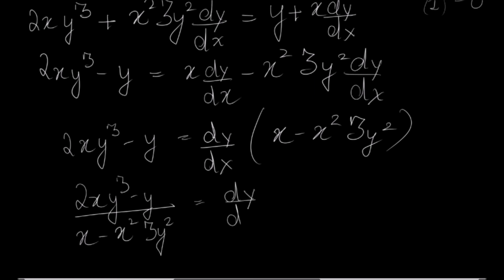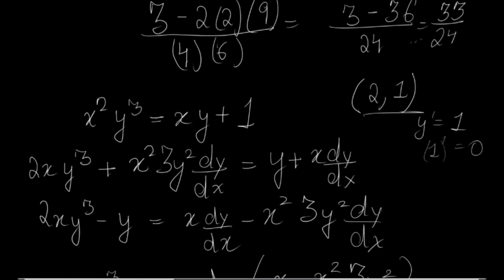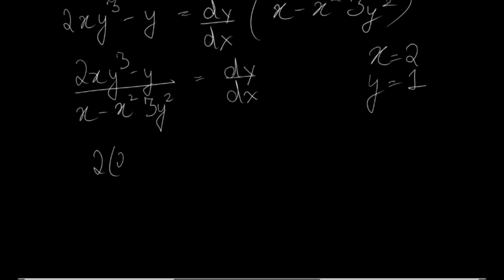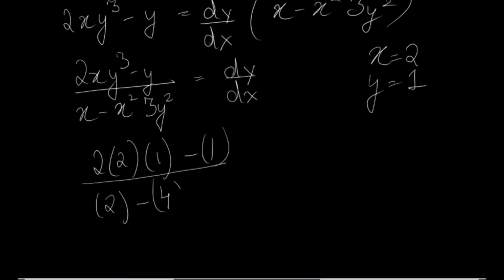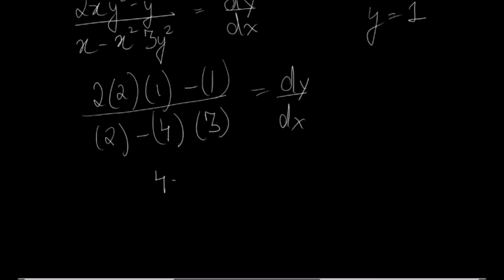So in order to find the derivative at one certain point, we're going to plug the point (2, 1) into the function. So it's 2 multiplied by 2 multiplied by 1 minus 1, 2 minus 4, 2 squared is 4, and then just 3. And that is the dy over dx. If we try to simplify it a bit, we'll have 4 minus 1 and 2 minus 12. Simplifying it a bit will give us 3 over negative 10.